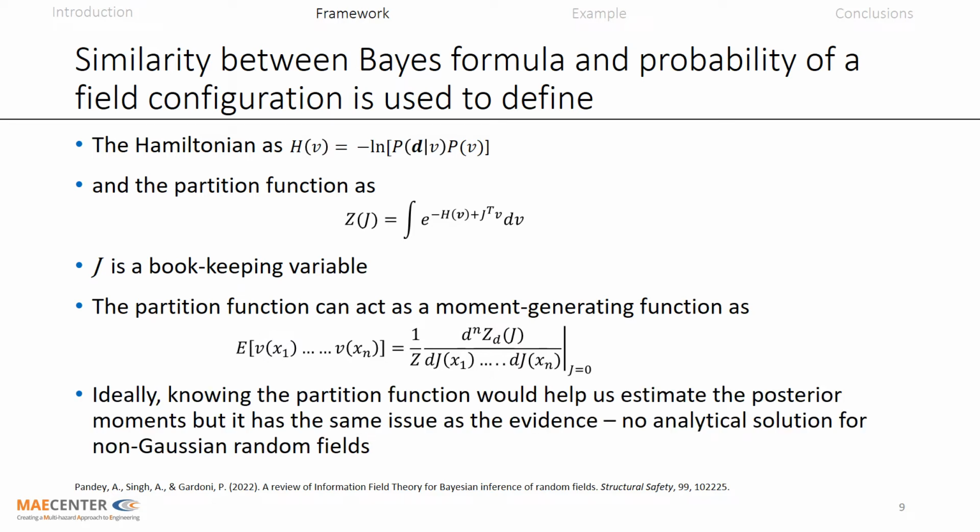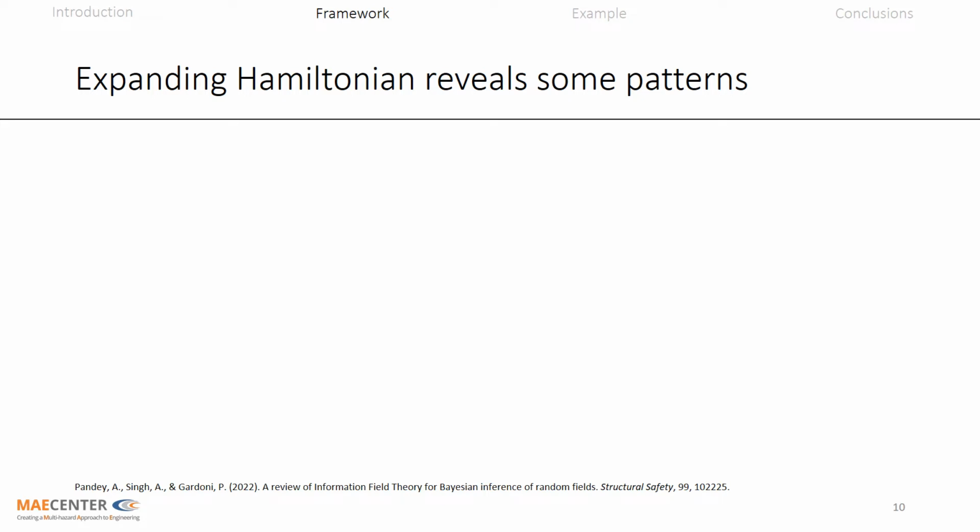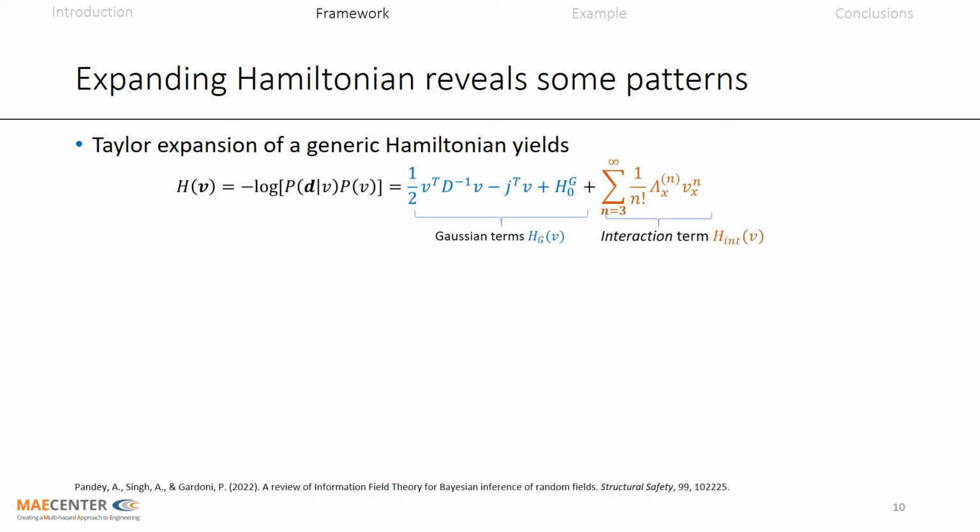So ideally, knowing this partition function would be helpful in estimating posterior moments, but it has the same issue as evidence had, that there is no analytical solution for non-Gaussian random fields. So expanding the Hamiltonian reveals some patterns. The Taylor expansion of a generic Hamiltonian has some Gaussian terms, since the negative log of a Gaussian distribution would give us up to second order terms. So the first three terms are called Gaussian terms. And then there are higher order terms written inside the summation, which are called interaction terms, since v to the power n is like the interaction of the random field values at n different coordinates.